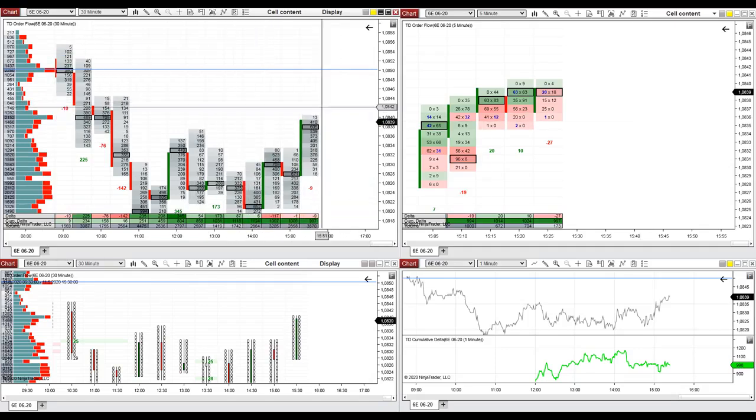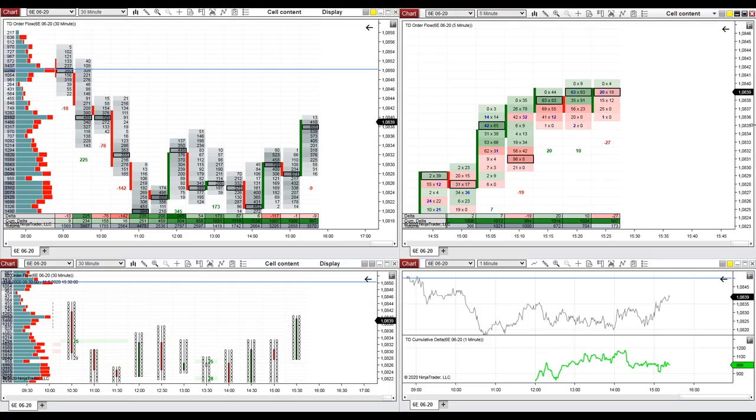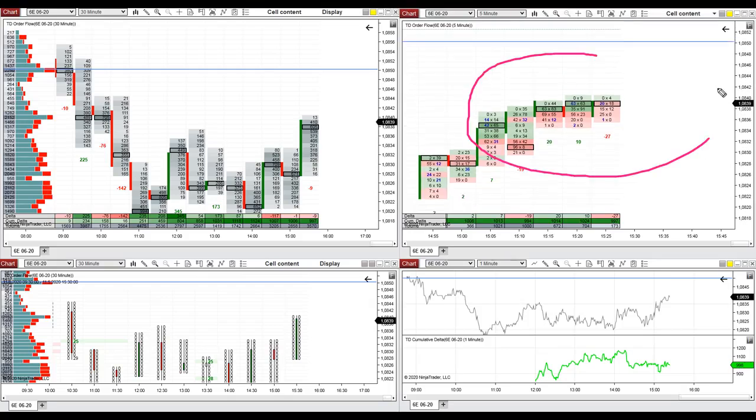So let's replay this situation now, and let's see what happens on the order flow, especially on the 5-minute bid-ask order flow when the price hits this resistance. Alright, what we wanted to see is a confirmation before entering a short trade.